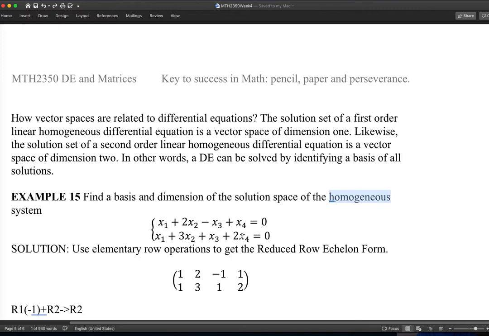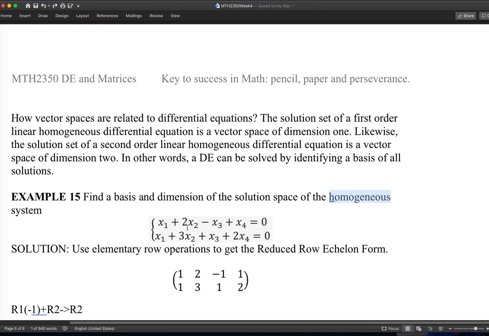Looking at the system, there are two equations, but there are 4 variables. So I hope it's easy to tell there are an infinite number of solutions. Also, the set of all those solutions turns out to be a vector space, a subspace of R4. And so we want to identify the basis and the dimension of the solution space.